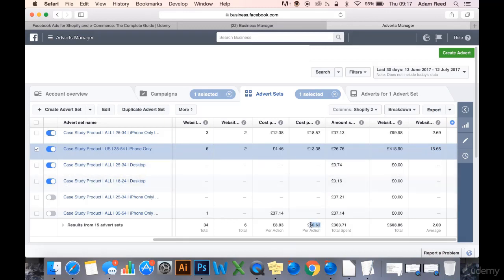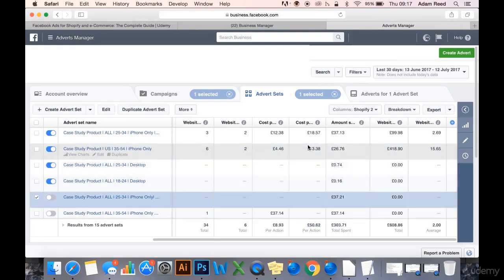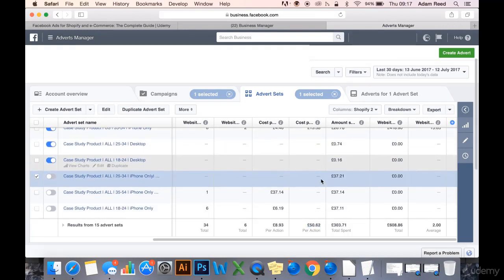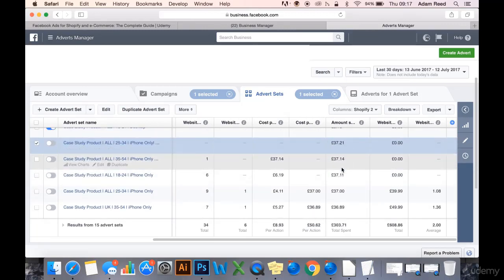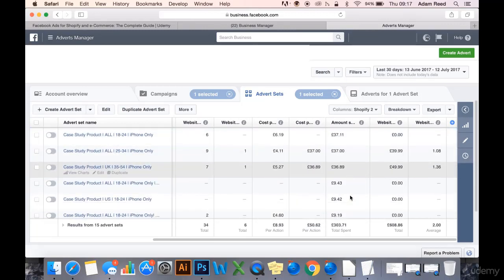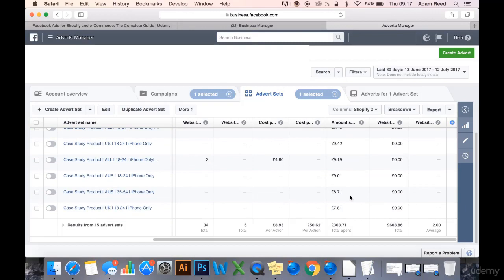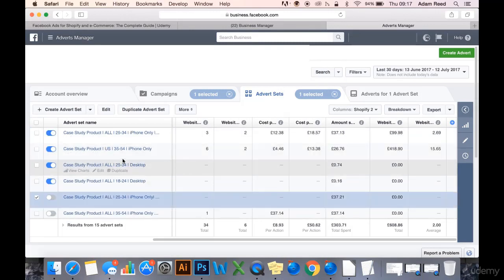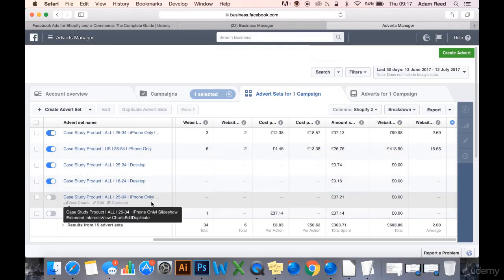And as you can see right now, my cost per purchase for this campaign is £50. But that is only because I run so many ad sets at a loss where they haven't had a purchase. And what I did was, let's have a look here.